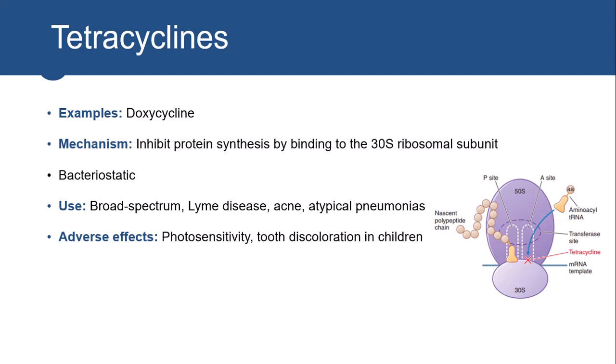Tetracyclines such as doxycycline are another class of antibiotics that inhibit protein synthesis by binding to the 30S ribosomal subunit. These are broad-spectrum antibiotics and are used for infections like Lyme disease, Rocky Mountain spotted fever, and acne. One important point to remember, tetracyclines should not be used in children under 8 years or pregnant women due to the risk of tooth discoloration and bone growth inhibition.